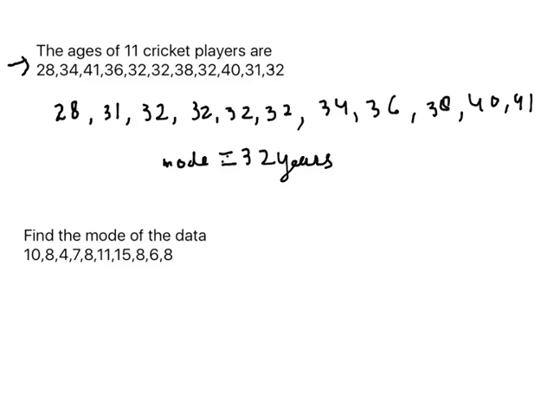Another question: we have to find the mode of the data in this given table. So what we will do, we will just count the number which occurs the maximum number of times. So here clearly we can see 8 occurs the maximum number of times. So it means the mode will be 8. As here we have less data, it is easy for us to count and calculate the mode.